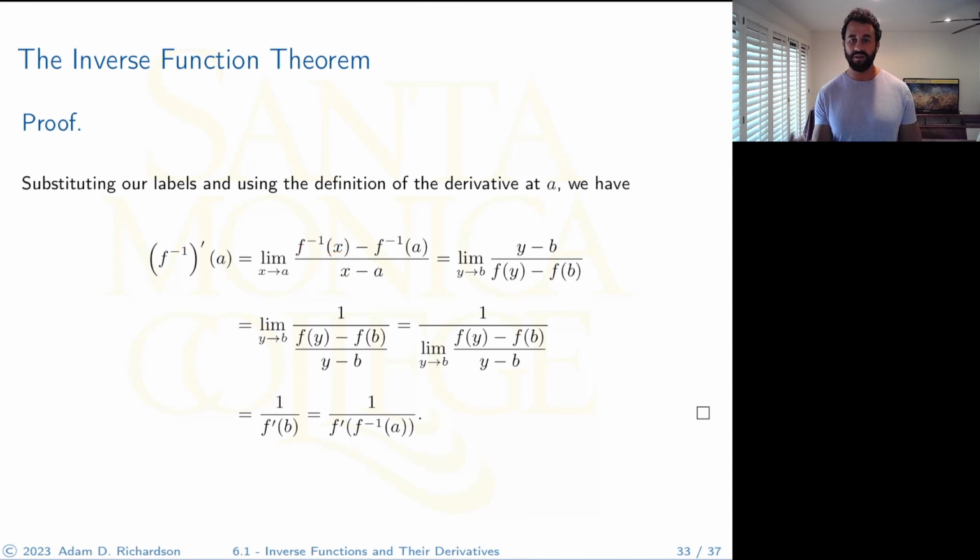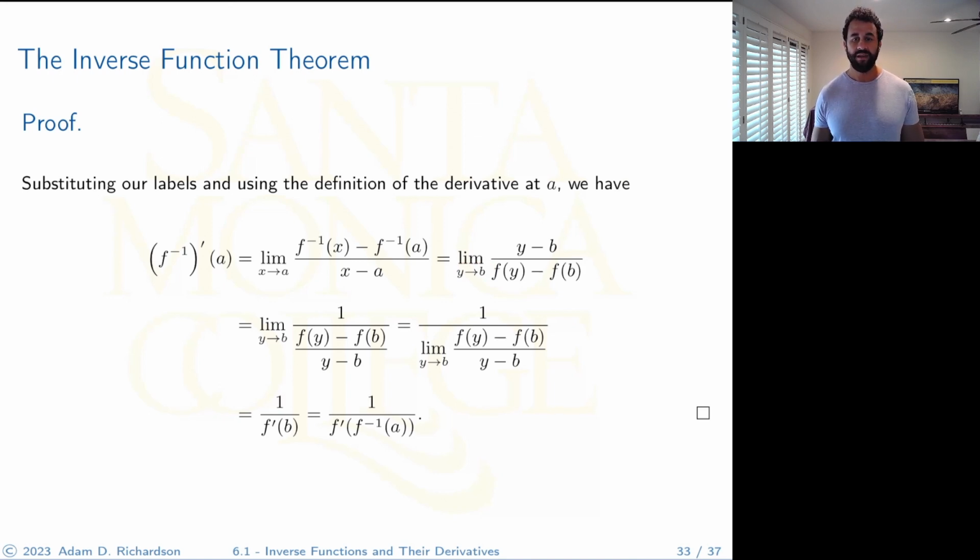Now we're just going to plug in all of our substitutions. So f inverse of x is y. f inverse of a is b. x is f of y. a is f of b. So we're just relabeling things. And now our limit is going to be y going to b instead of x going to a.